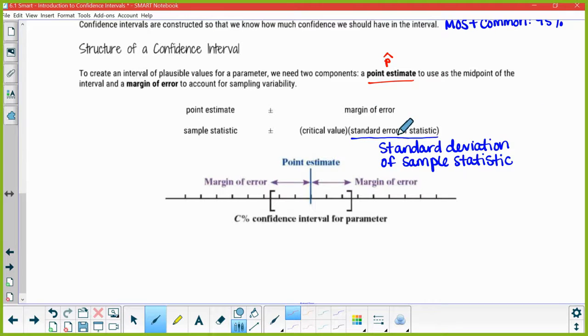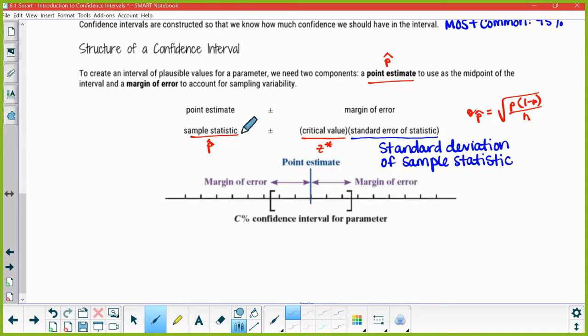And the margin of error is calculated by multiplying a critical value. In our case, this is something we call z star, and it will have something to do with z scores, and the standard error of a statistic, which is the standard deviation of the sample statistic. And if you remember, the standard deviation for a sample proportion is the square root of p times 1 minus p all over n. That's going to be our sample standard deviation, and we're going to take that sample statistic, again, p hat.